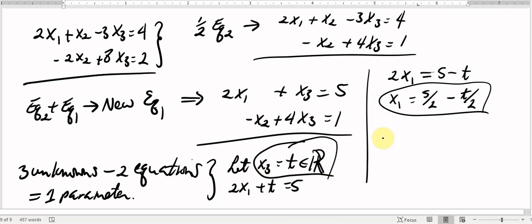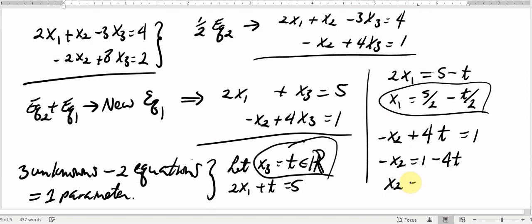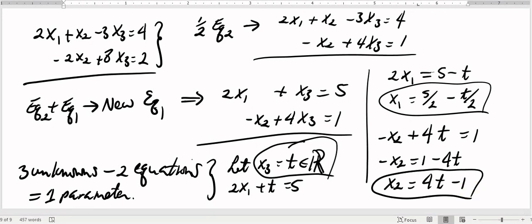Now for that second equation, we have negative x sub 2 plus 4 times x sub 3, which is t, is equal to 1. So negative x sub 2 is equal to 1 minus 4t. And so x sub 2 is equal to 4t minus 1.